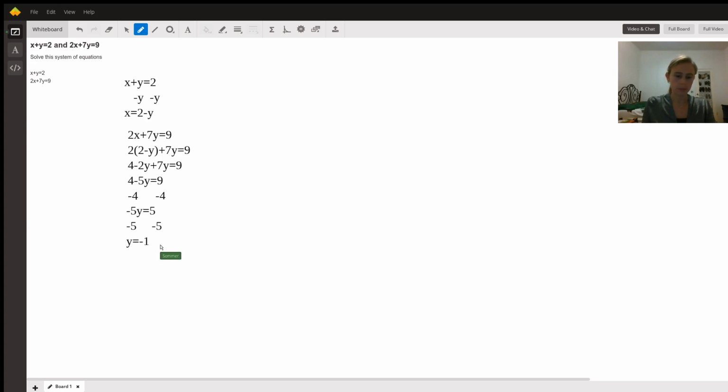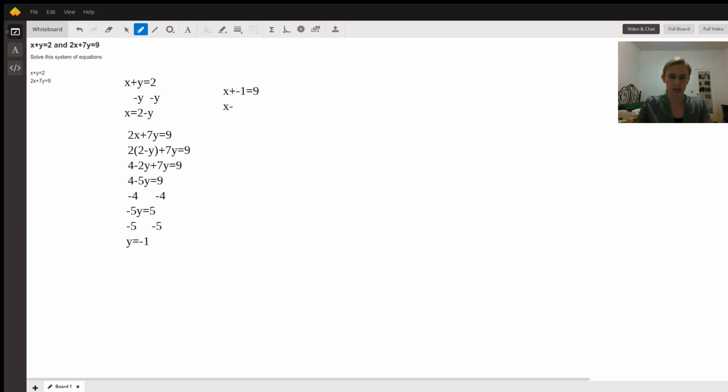Okay, so now we know that y is equal to 1. We know that we can sub the 1 in for y in any equation that we have. We can do it for x equals 2 minus y. We can do it for x plus y equals 2, or we could do it for 2x plus 7y equals 9. I'm going to go with the simple one that we started with. So x plus, we said y is equal to 1, equals 2.